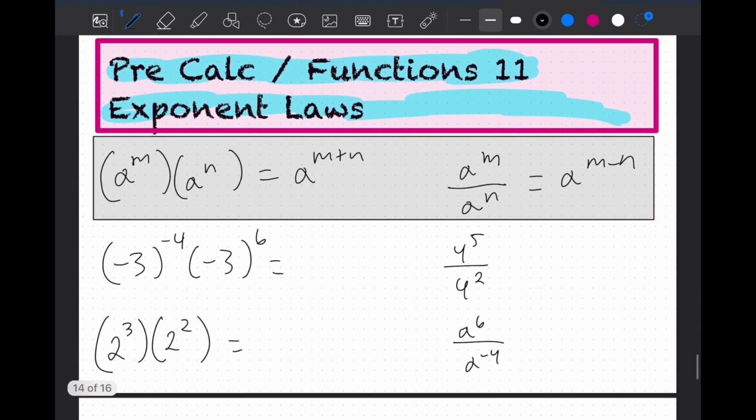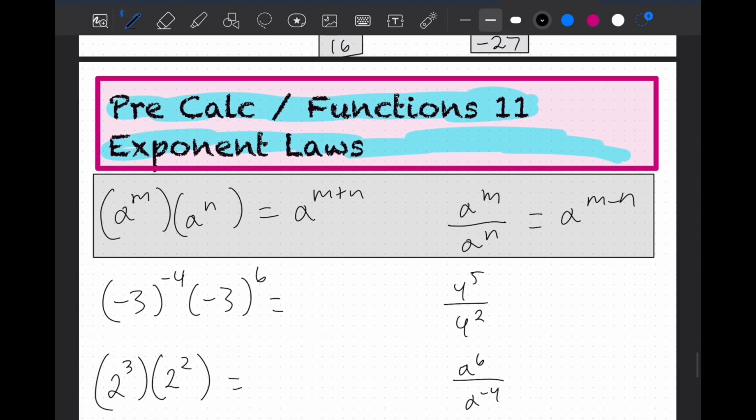Okay, let's also talk about what happens when we're multiplying or dividing. So in this case, if we have the same base, a to the m times a to the n, it's the same thing as saying a to the m plus n. So you just take the exponents that you have. If the bases are the same, you can just add the exponents.